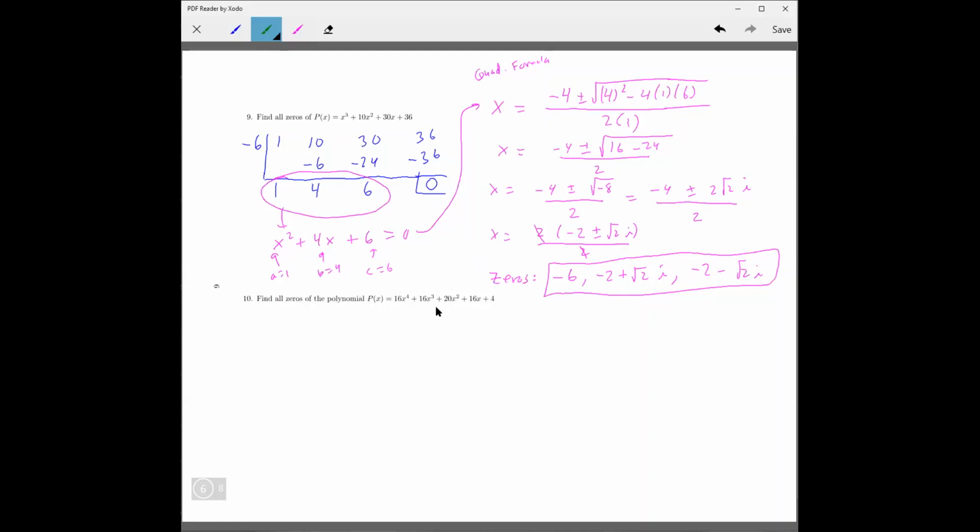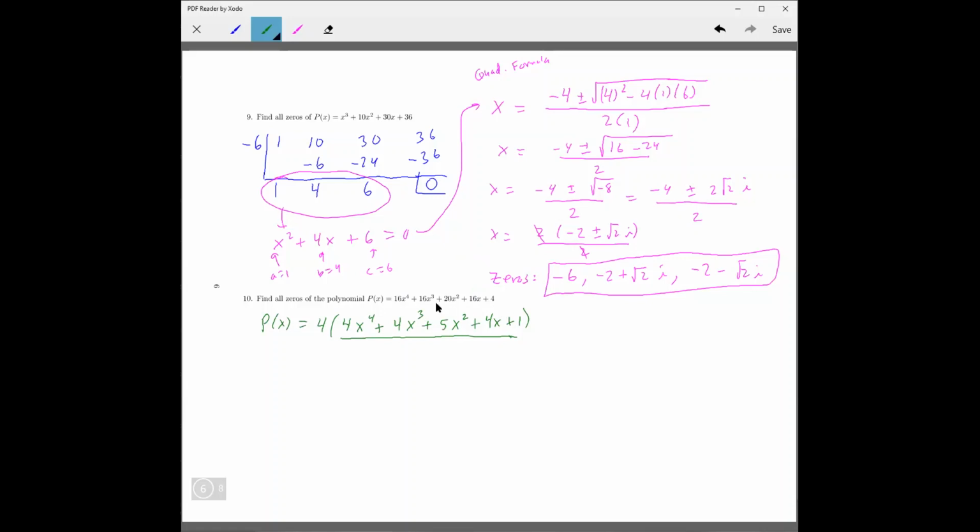Part number 10, find all zeros of this polynomial. Now, life will be a little bit easier if we just factor 4 out, because every single term here is divisible by 4. So you can just factor 4 out, and that's not going to affect the zeros. If we factor 4 out, then this part right here will have the same zeros as the original.